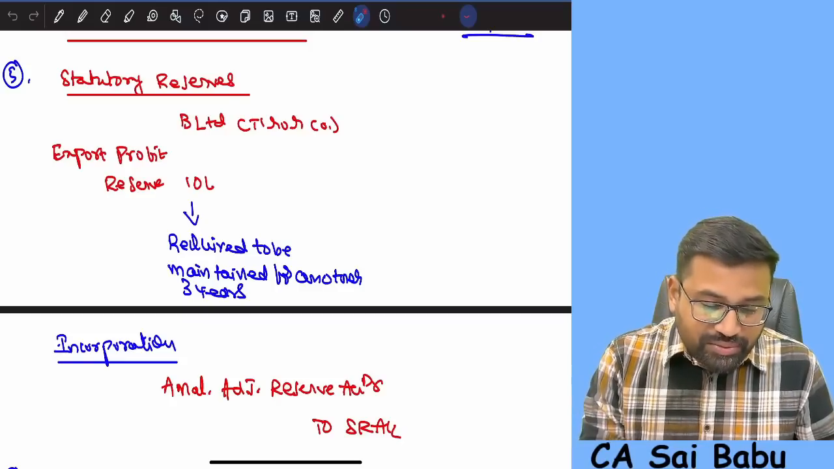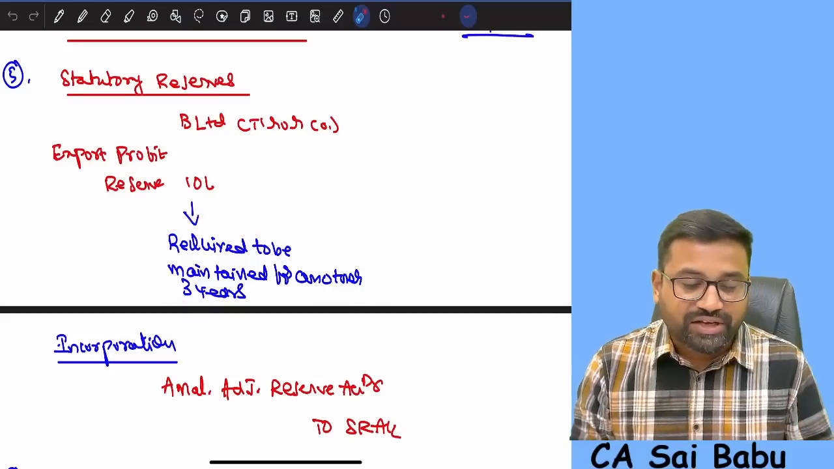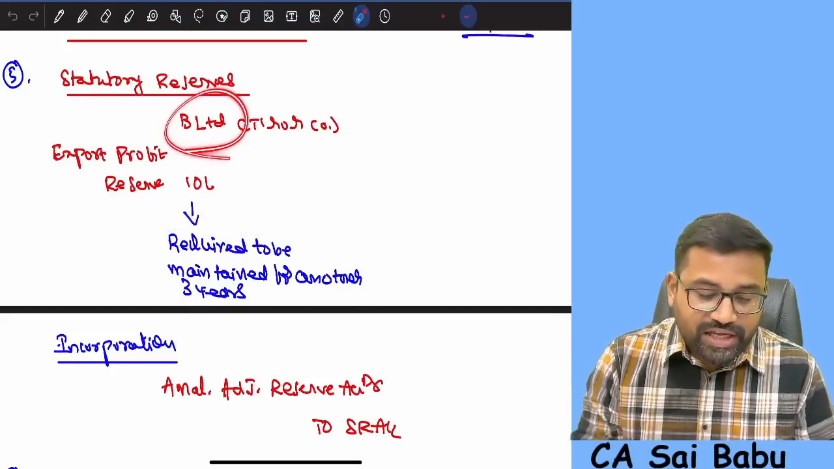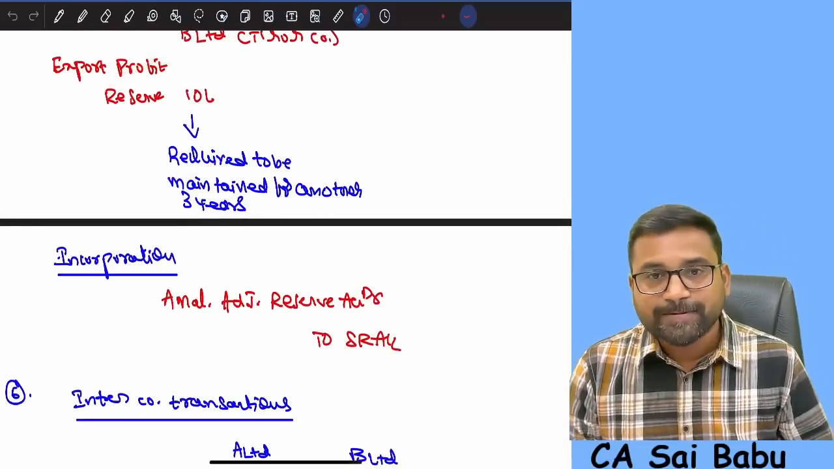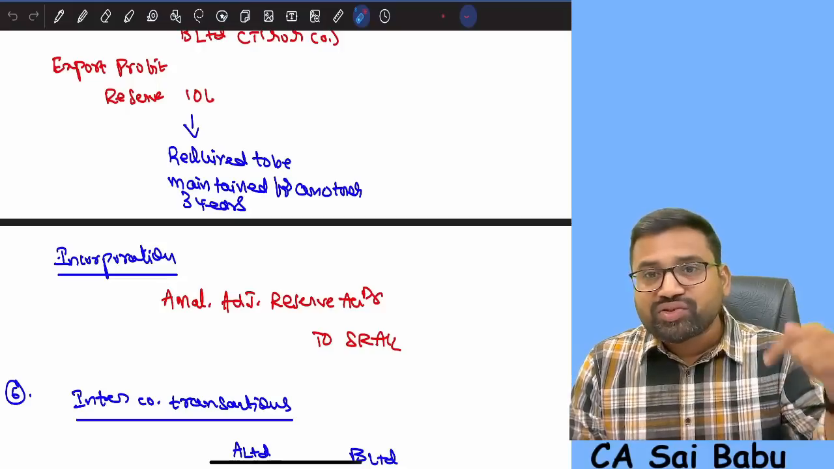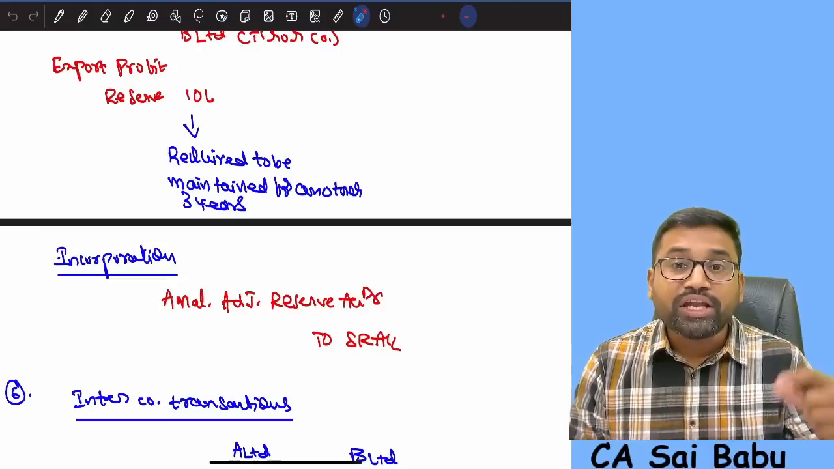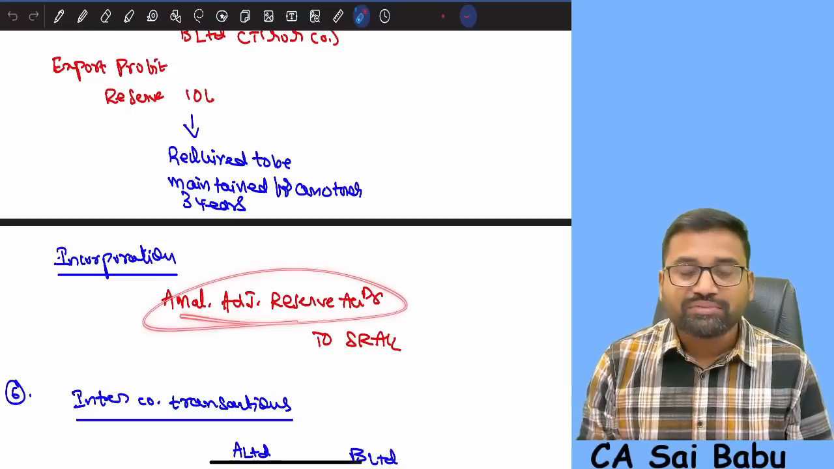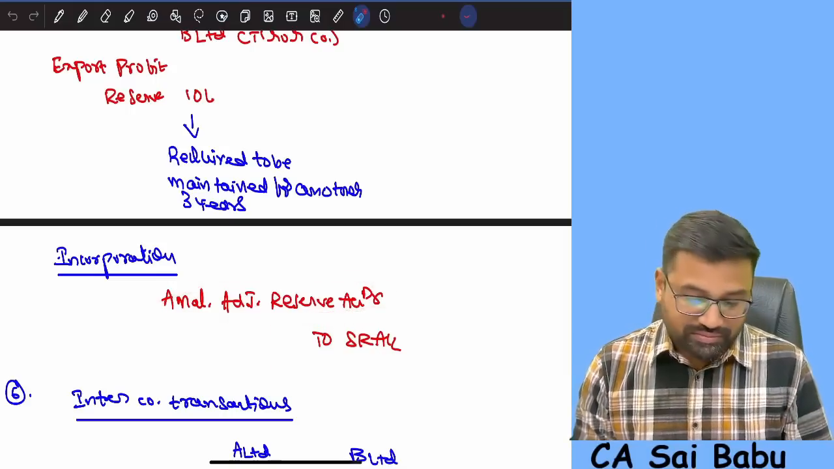Suppose there is a reserve in B Limited, export profit reserve, which is a statutory reserve which is required to be maintained for another 3 years. Now imagine A Limited is taking over B Limited. Now A Limited has to incorporate the statutory reserves in its books. See, I need to incorporate the reserves of transferor company, but my own reserves should not get affected by it. So how can I do that? By creating a dummy reserve. So therefore, I will debit amalgamation adjustment reserve account and credit statutory reserves.